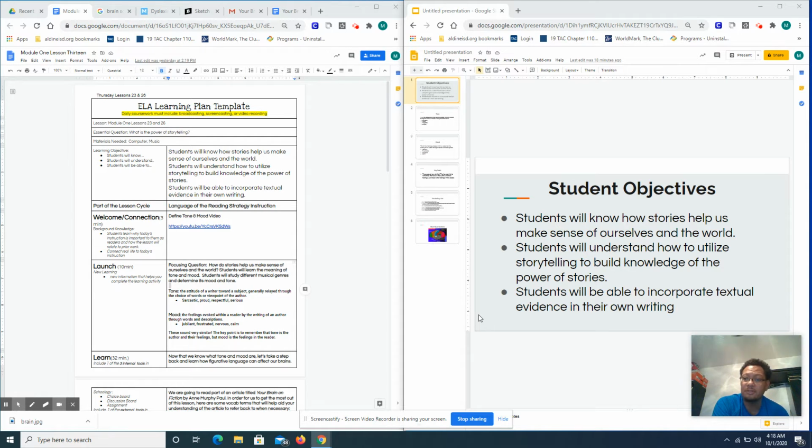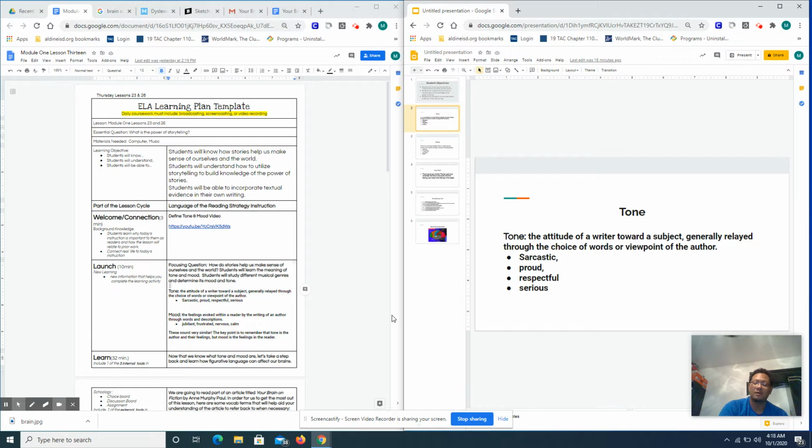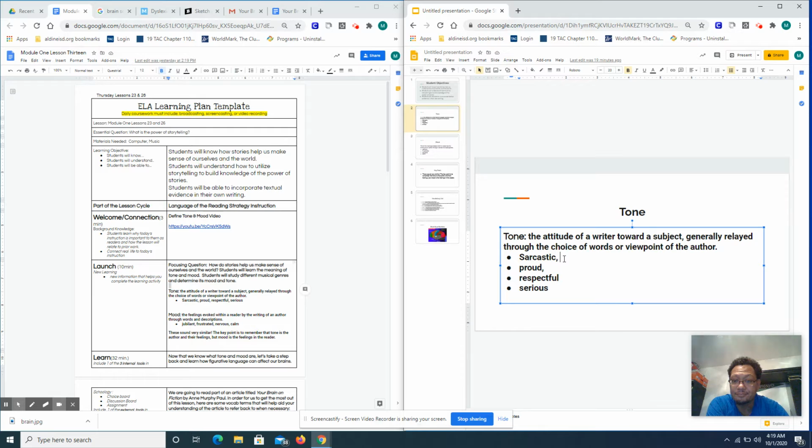We're going to move forward on this and keep it going. All right, moving on to the next slide. Not going to harp on it. Okay, I told you we were talking about tone and mood. This is the definition for tone: the attitude of a writer toward a subject, generally conveyed through the choice of words or viewpoint of the author. You have sarcastic. It's all about the attitude.